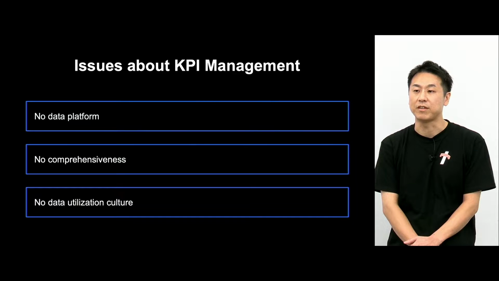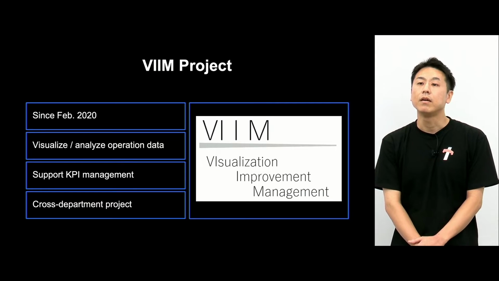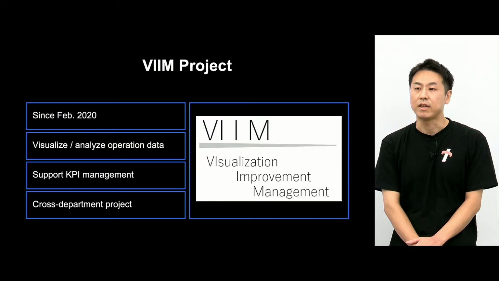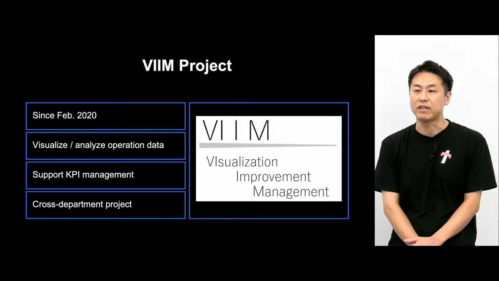In addition, people didn't have a mindset to leverage data. Only the people in charge of the KPI in that department knew how to define them and interpret the given result. The rest of the members in the department didn't understand the KPI that much. That's the reason why this data utilization project launched, called VIIM, or Visualization Improvement Management. It's been 2.5 years since its launch.